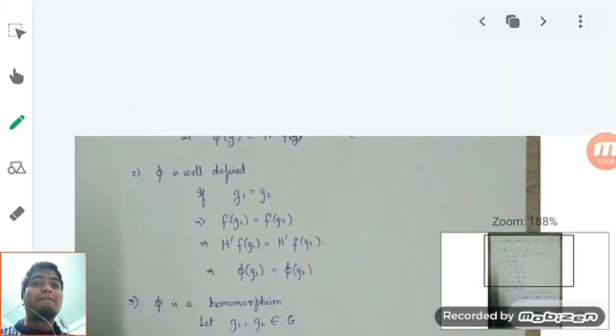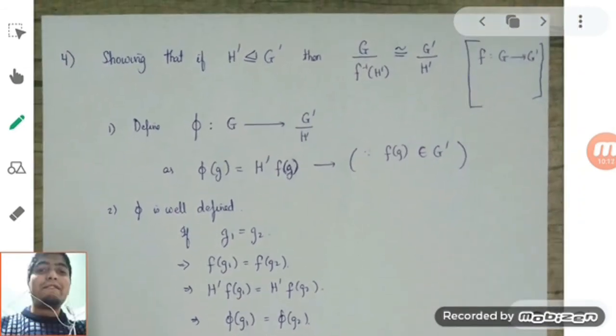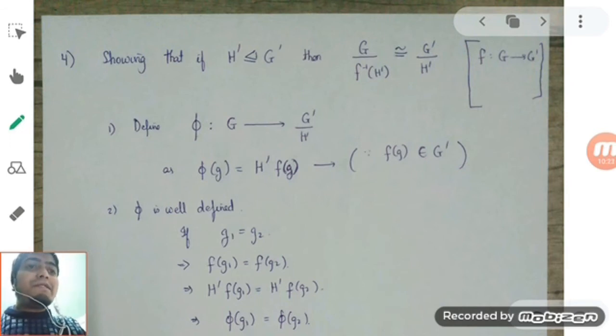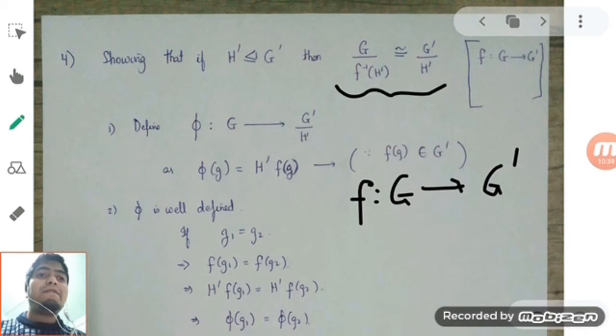Then let us look at theorem number 4. It's very simple, because it is just an application of the fundamental theorem of group homomorphism. So what do we have? You must remember that we already have a function f from G to G dash, and it is a homomorphism. We need to show that G by the pre-image of H dash is isomorphic to G dash by H dash.